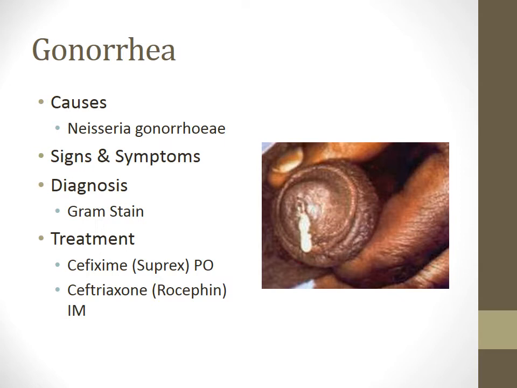For the diagnosis of this, they're going to do a culture from the infected mucous membranes and do a gram stain. To treat gonorrhea, we can do a couple of different things. We can do Suprax, 400 milligrams orally in a single dose, Rocephin, 125 milligrams IM in a single dose, and again, both partners must be treated. If this is left untreated, it can lead to PID, which is pelvic inflammatory disease, which we'll talk about shortly.